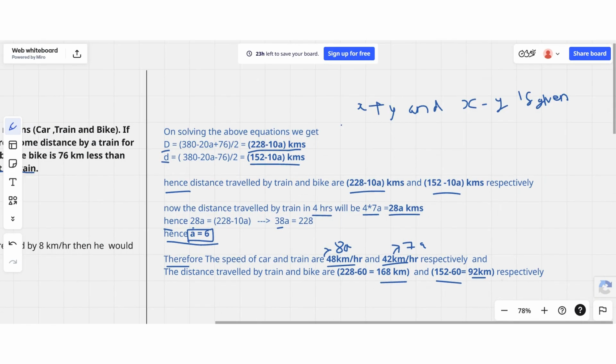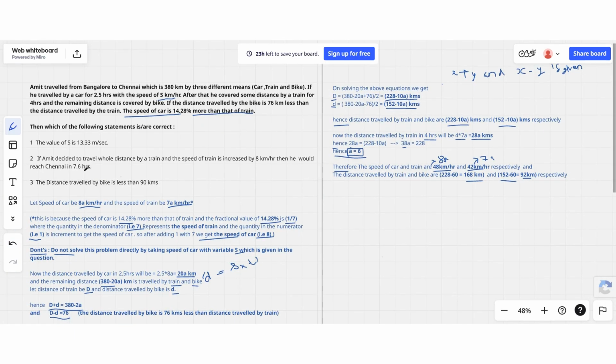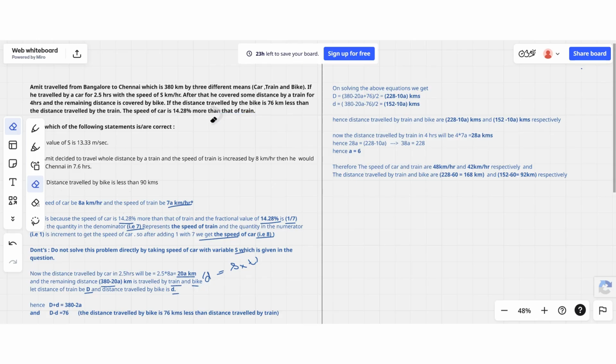Now we can check the statements. There are three statements, but we have to check whether each statement is true or not.